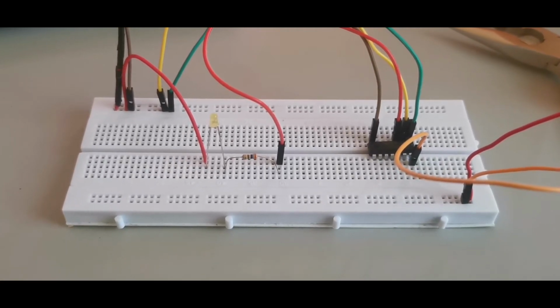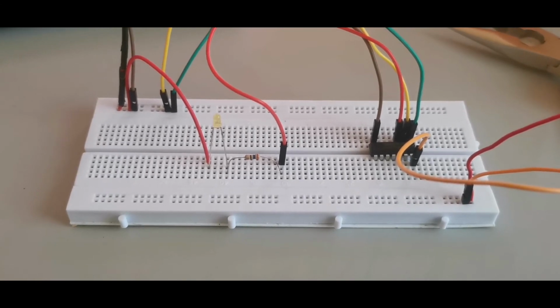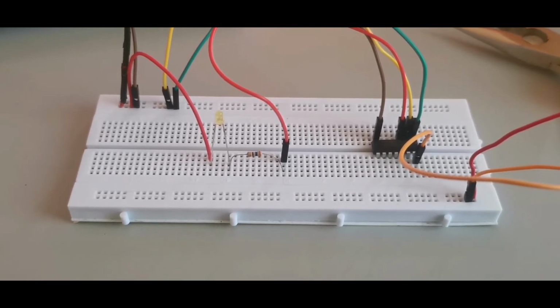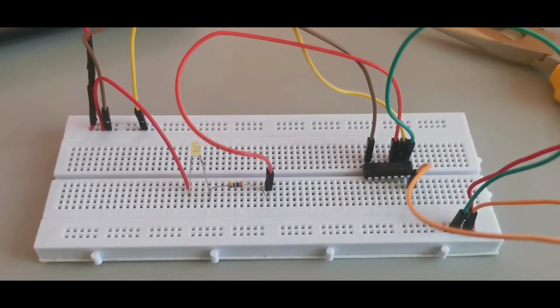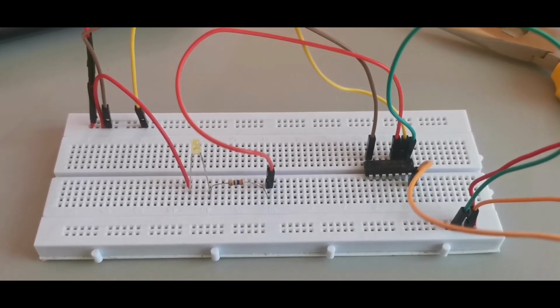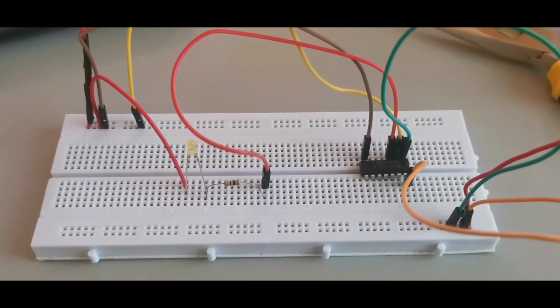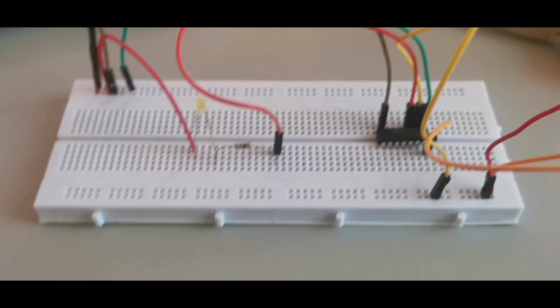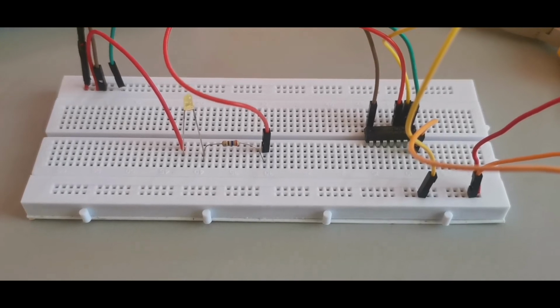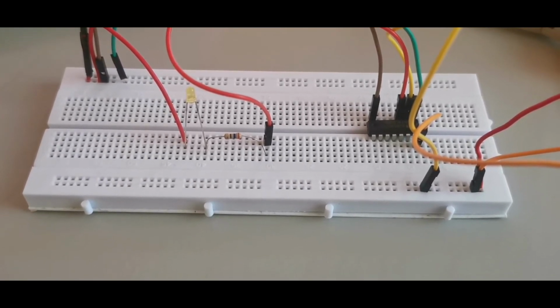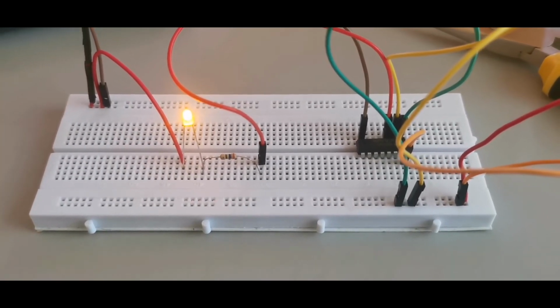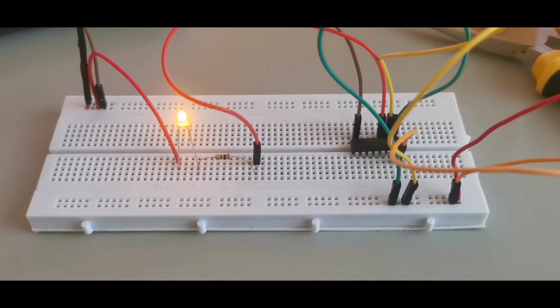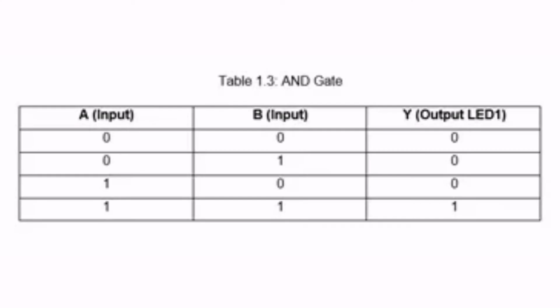If both terminals A and B are at 0, the output will be 0. If input A is at 0 and input B is at 1, the output will be 0. If input A is 1 and input B is 0, the output will be 0. If both terminals A and B are at 1, the output will be 1. The AND gate is a digital logic gate which gives an output of true only if all the inputs are true.